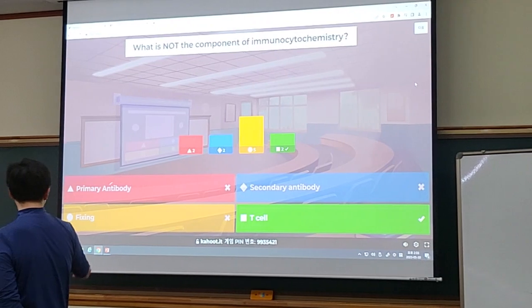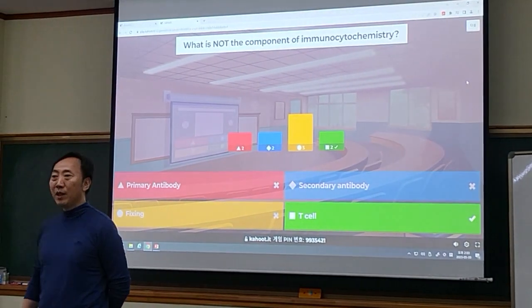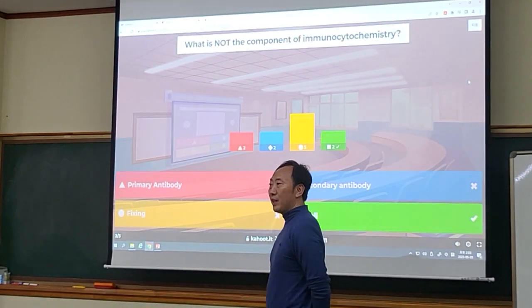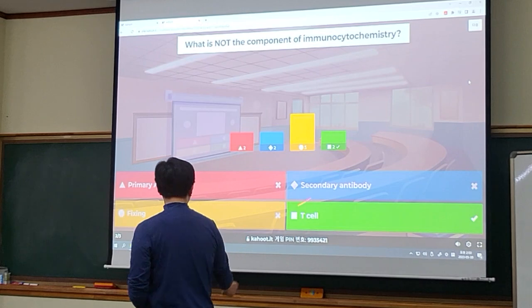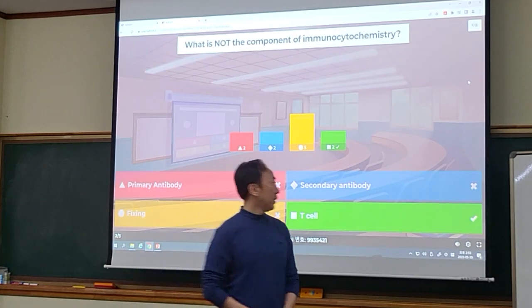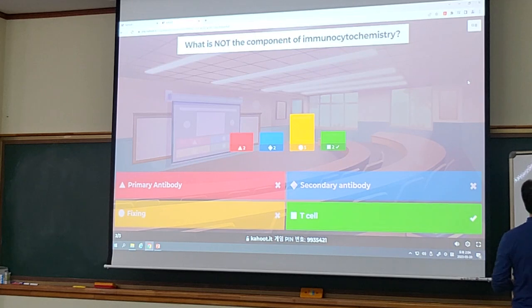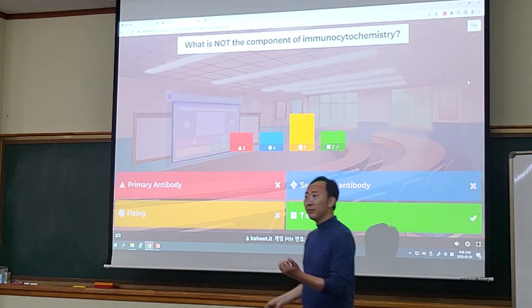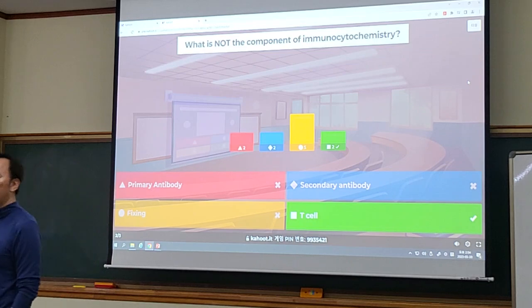If you have the fluorescence motif on the primary antibody, then you don't need to use a secondary antibody. If the primary antibody does not have any fluorescence motif, then the secondary antibody can recognize the FC motif of the antibody, and then show this fluorescence. Nothing to do with the T cell. This immuno means antibodies. You use antibody for visualizing your target.